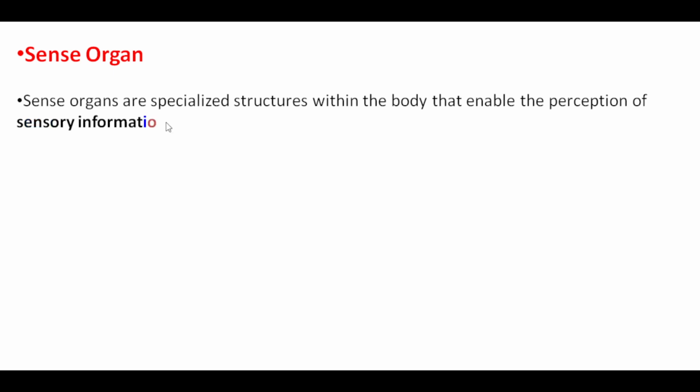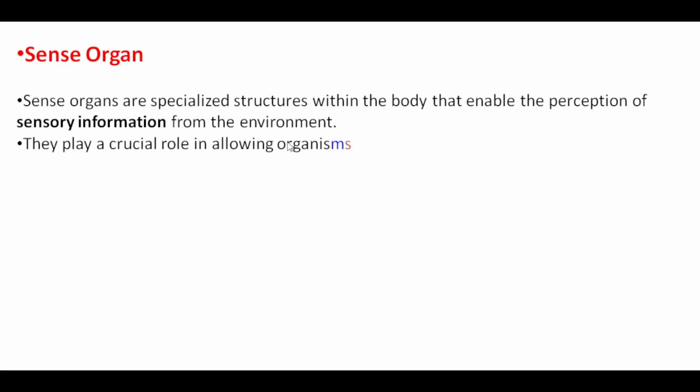Now we'll cover sense organs. Sense organs are specialized structures within the body that enable the perception of sensory information from the environment. They play a crucial role in allowing organisms to respond to various stimuli.